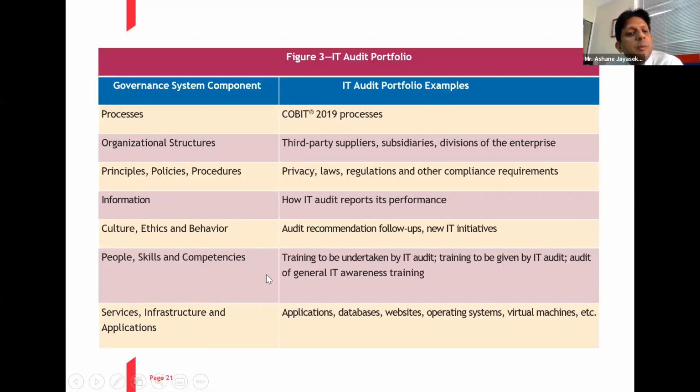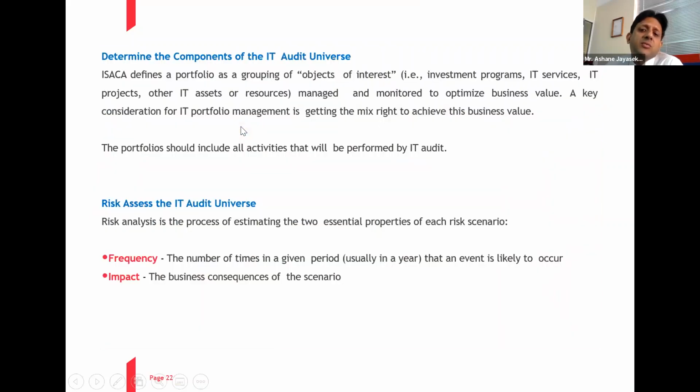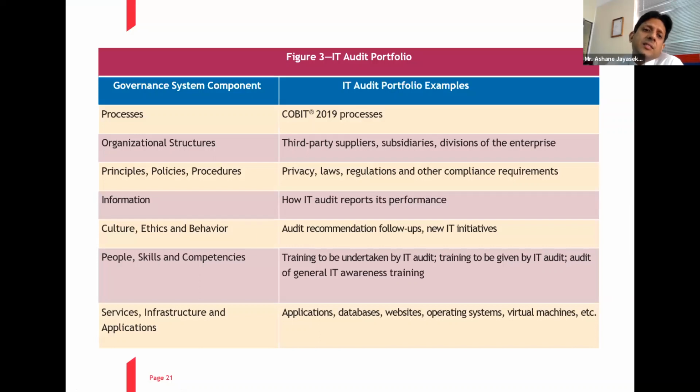Then a people competency audit, a culture audit, then an information or data governance audit, a review of all principles, policies, procedures, a review of the IT organizational structure and the processes. Now in IT, there are lots of processes such as acquisition of IT software, acquisition of hardware, monitoring this. If you look at the COBIT 2019 framework, that lists all the important processes that should be there in an organization. So those processes are the ones that need to be picked up in your IS audit.